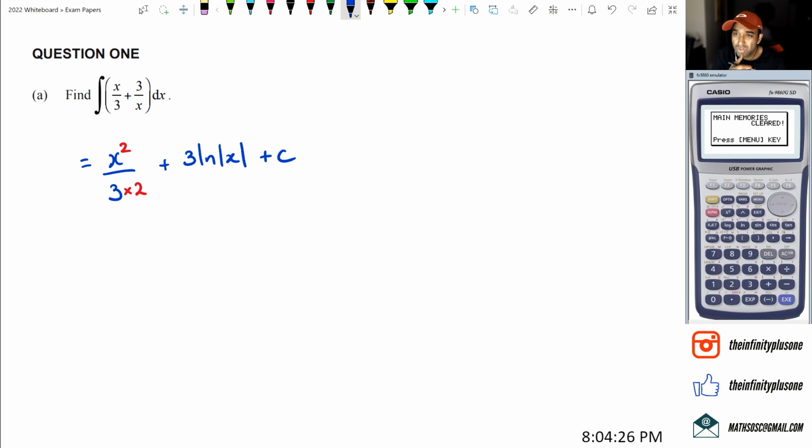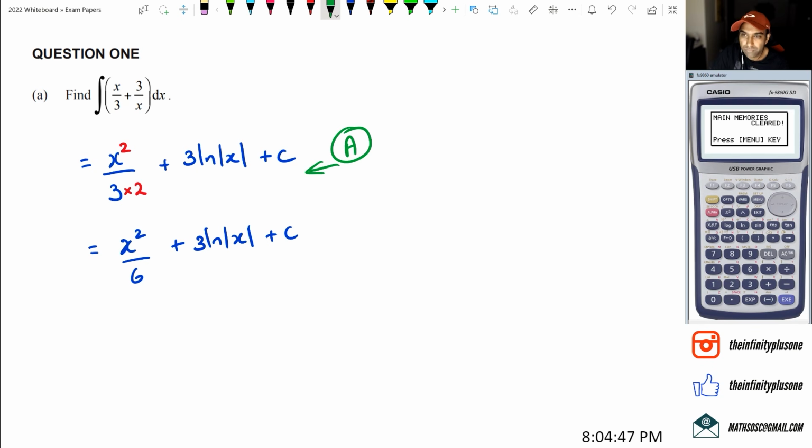Now in the answer schedule it actually says that plus c is not required, and you can actually leave your answer like this. You don't really need to simplify it, but for those fanatics that want clean answers, they probably do this: x squared over 6 plus 3 ln of x plus c. Now this question is worth achieved, and I'm fairly confident that you wouldn't need to do that 3 times 2 to get it. They wouldn't mark you down for that. So that is question 1A.